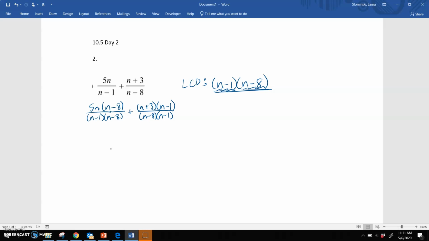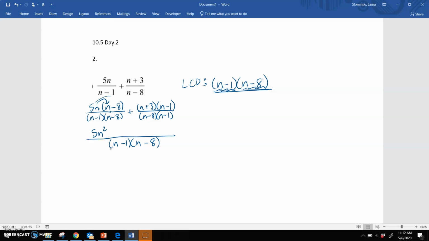From here, we're just going to work on simplifying. I do have the two fractions being added together with the same denominator, which means I can combine them as one fraction with that n minus 1 times n minus 8 as the denominator. The top, though, is what I need to do some work on. To get rid of these parentheses, I distribute.